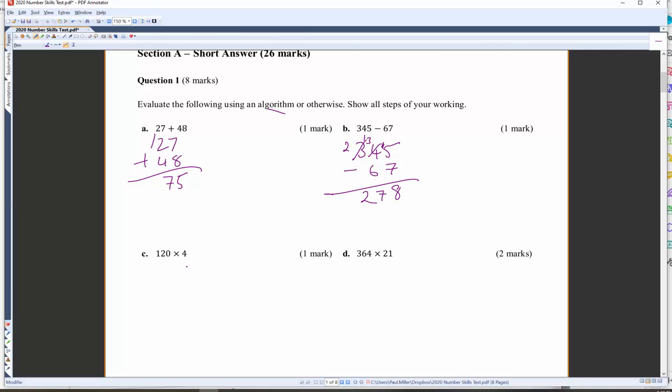278 is the answer. 4 lots of 120: 4 lots of 100 is 400, 4 lots of 20 is 80. So that's simply 480.